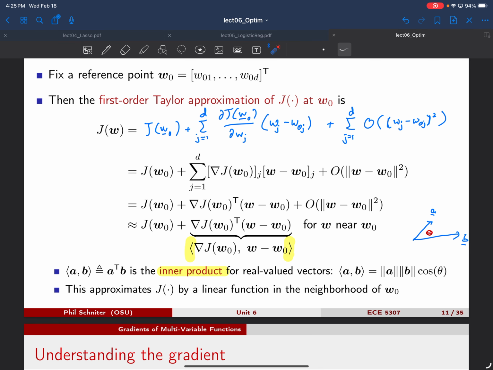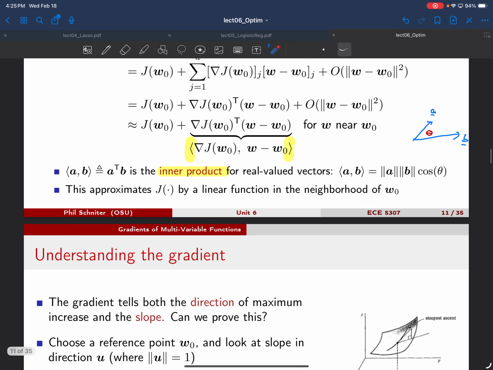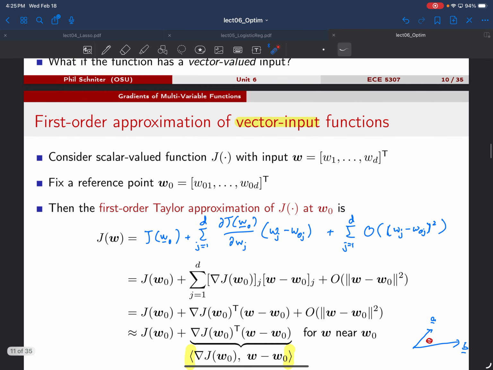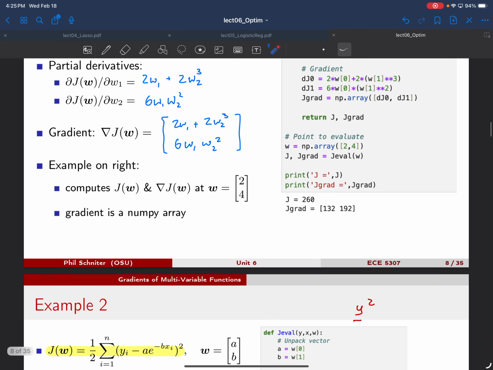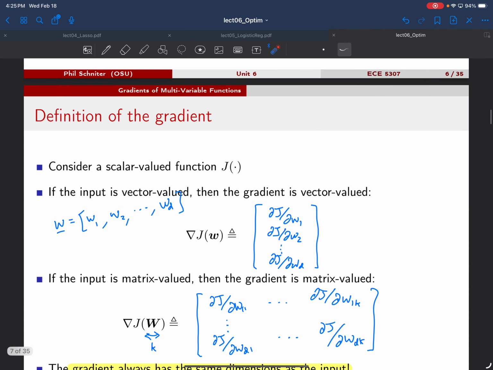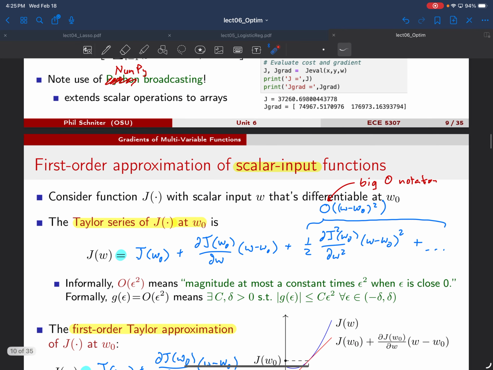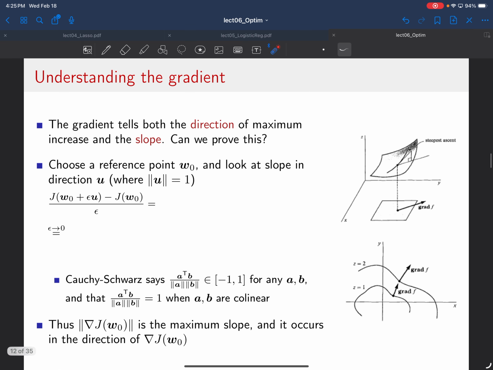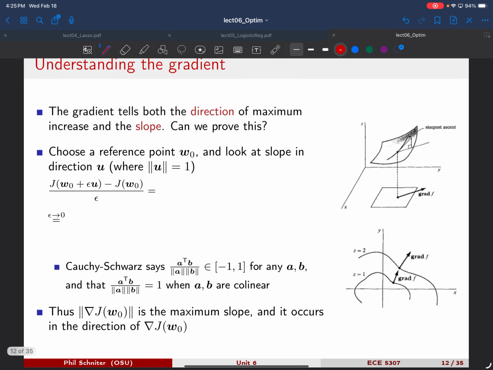Okay, so we've done the scalar case, we've done the vector case, we can do the matrix case, but we're going to do one other thing first. Remember that we said at the beginning, way over here, I made this claim that the gradient tells us the direction of maximum increase as well as the slope at that point. So maybe we can actually prove this now. We're going to prove it using this Taylor series expansion. So we're going to look at something called the directional derivative.